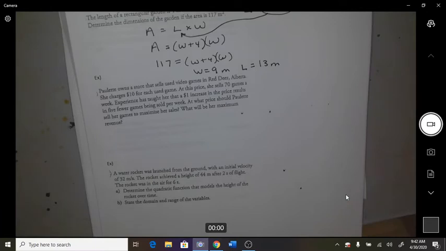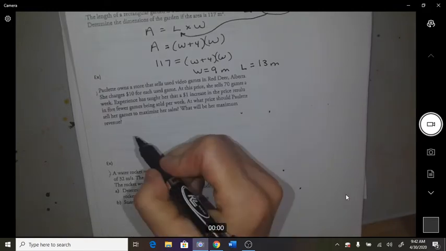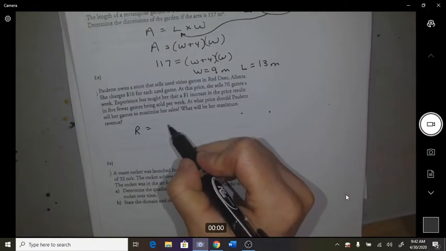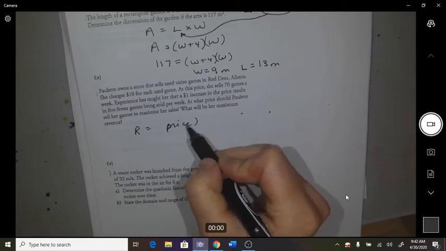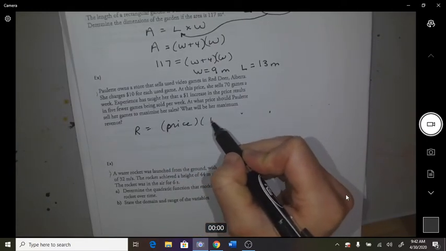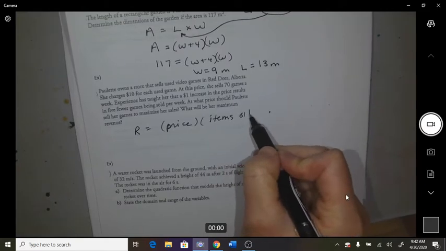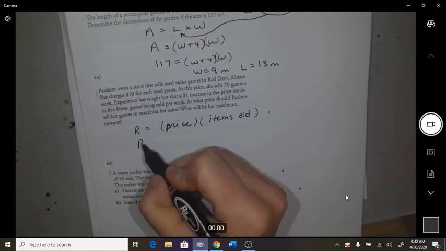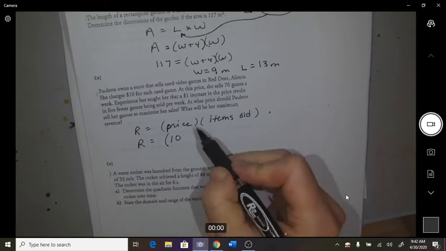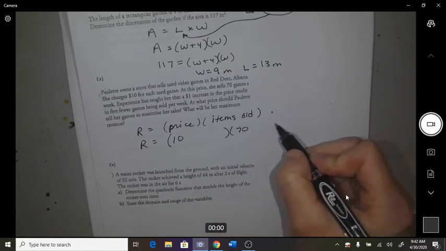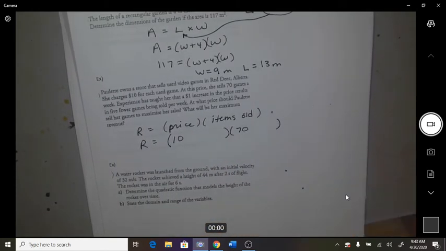Okay, Paulette owns a store. Video games is what they're selling. So she charges $10 for each used game. At that price, she sells 70, and then if she increases her price by $1, then 5 fewer games are sold each week. So we're going to go revenue equals the price times items sold. That's how you make your revenue. So the price starts at $10, and the items that she sells starts at 70.